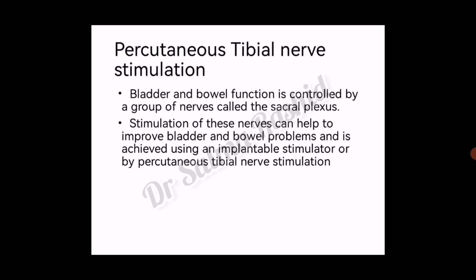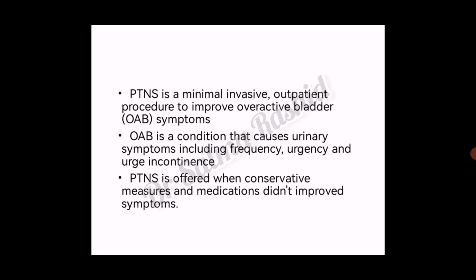Now, what is percutaneous tibial nerve stimulation? Bladder and bowel function is controlled by a group of nerves called the sacral plexus. Stimulation of these nerves can help to improve bladder and bowel problems and is achieved using an implantable stimulator or by percutaneous tibial nerve stimulation. Percutaneous tibial nerve stimulation is a minimally invasive outpatient procedure to improve overactive bladder symptoms. Overactive bladder is a condition that causes urinary symptoms including frequency, urgency, and urge incontinence. It is offered when conservative measures and medications did not improve symptoms.